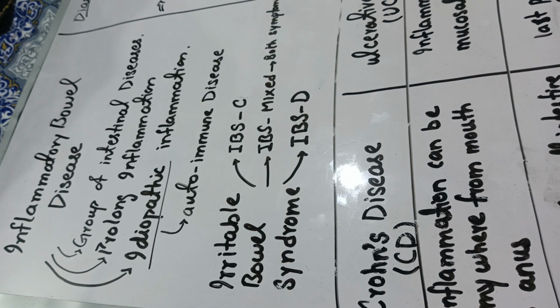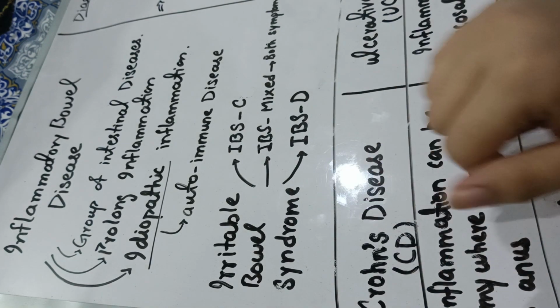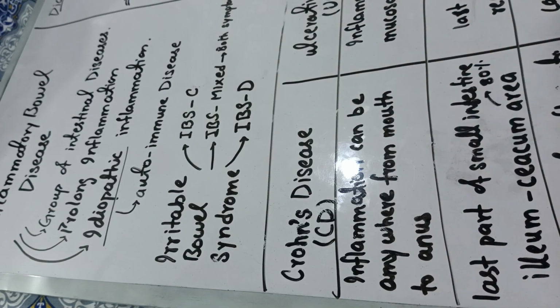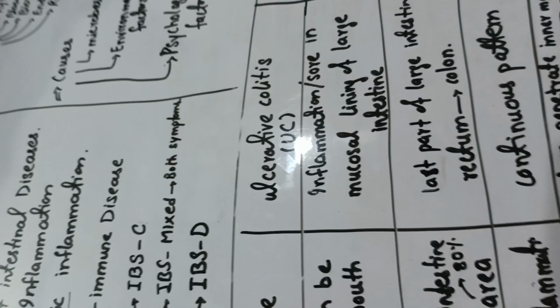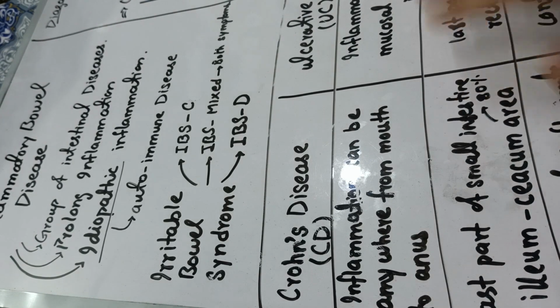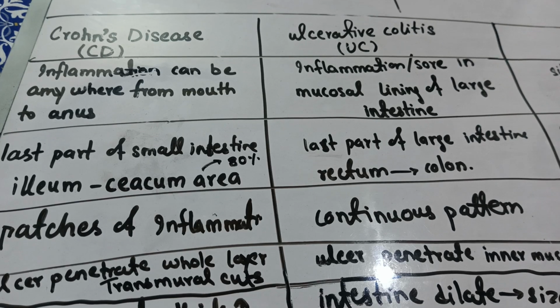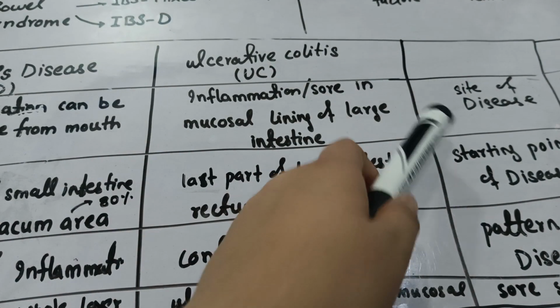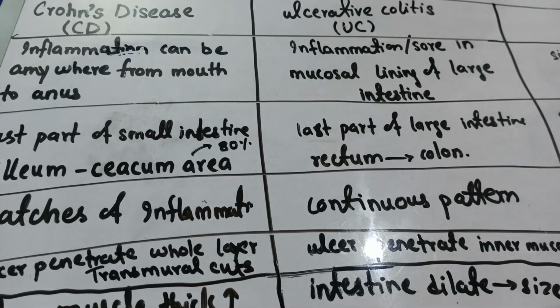Now there are two diseases which are placed inside the inflammatory bowel diseases. What are these diseases? These are Crohn's disease, and the second disease is ulcerative colitis. There is a difference between both of these diseases. Now we will discuss them in detail. Here the differences are written between them. The first difference is based upon the site of disease, that is, the location of the particular disease.